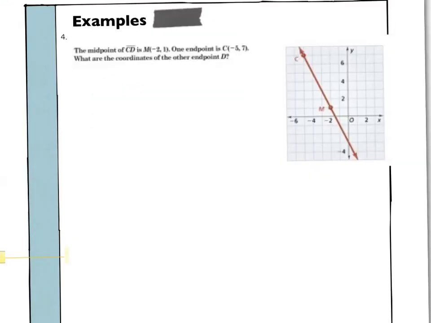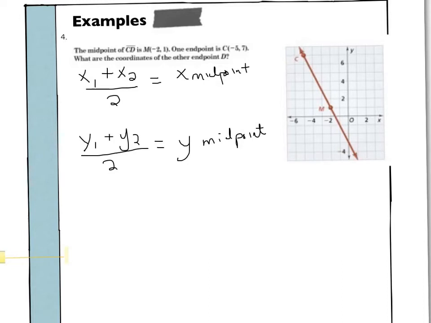So here's example 4. Example 4 says the midpoint of CD is M, -2, 1. And they were giving you an endpoint. An endpoint is -5, 7. So that's here. So you're getting an endpoint and a midpoint. And it says, well, what's the coordinate of the other endpoint? So if we did it traditionally, we'd actually plug in the x's, the y's, and we find the midpoint, the x and the y. But now we have to kind of work backwards.